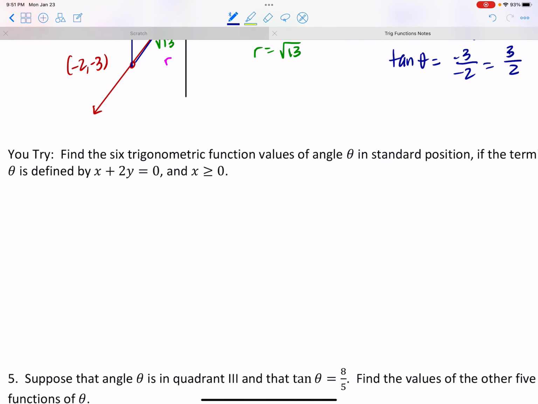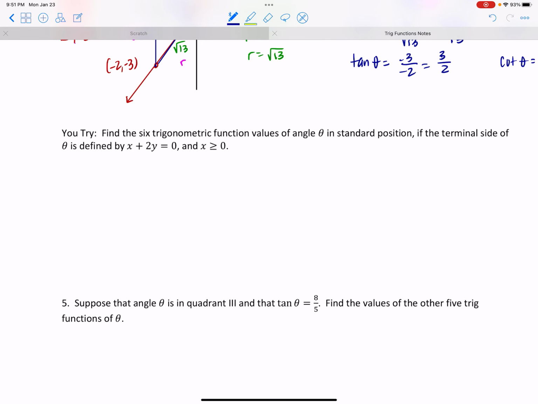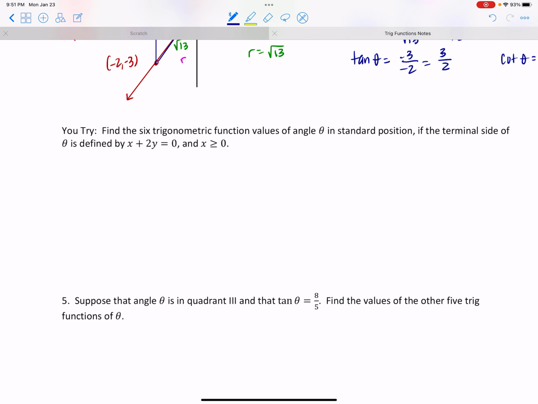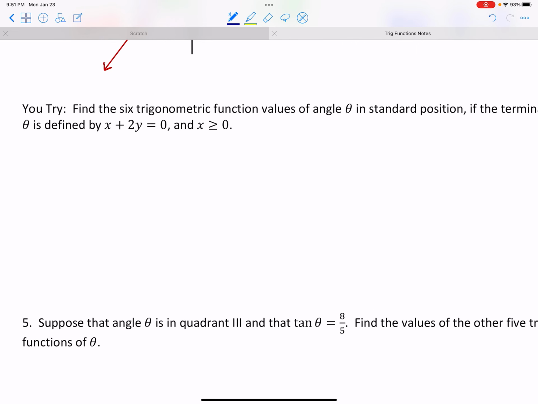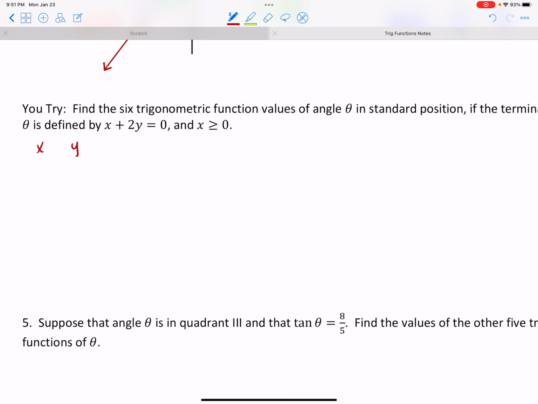So again, here's one for you to try. Pause the video, see if you can do this. If you're not going to pause, then let's try this again. So we have this line. Again, I'm going to make a table to graph this. I'm just going to pick my x's and figure out what my y's are based on this domain.